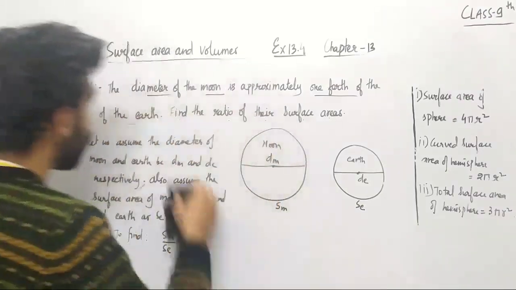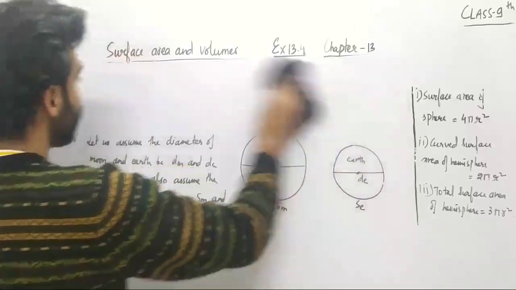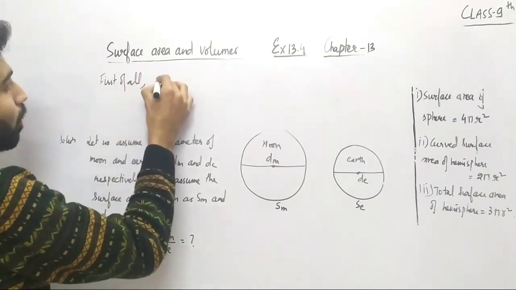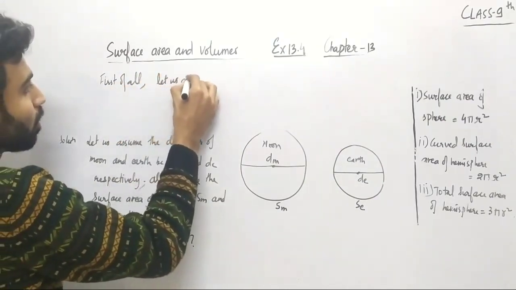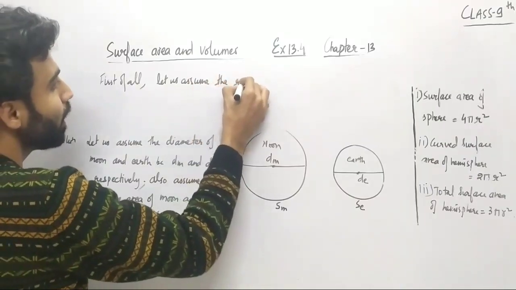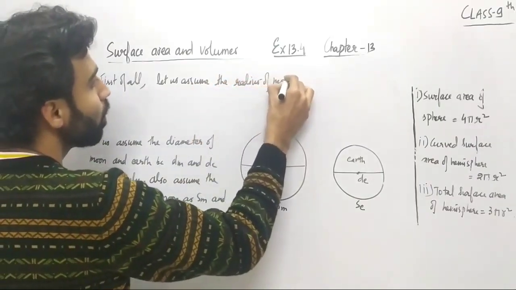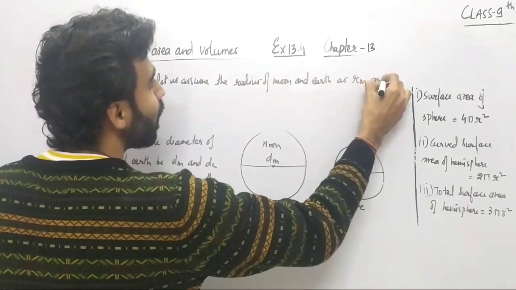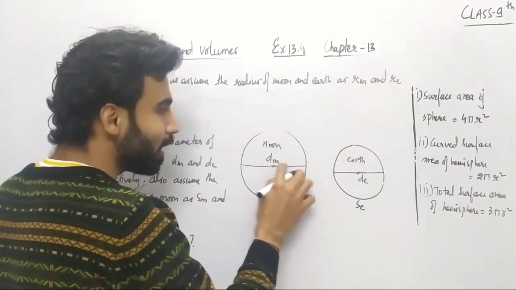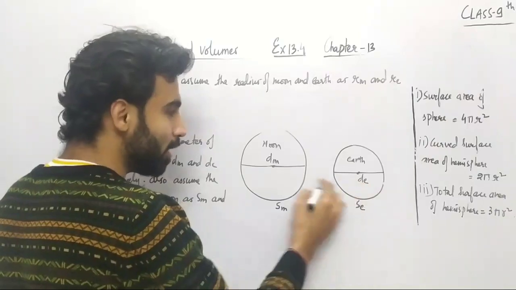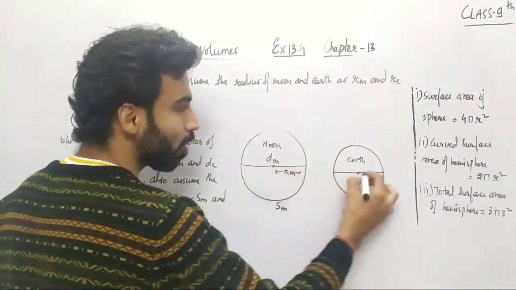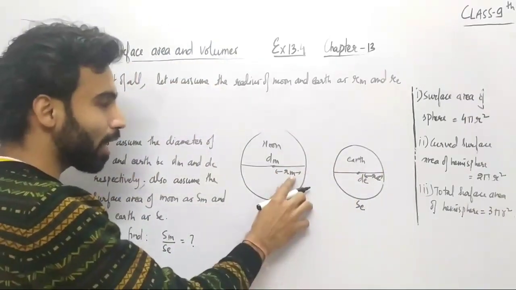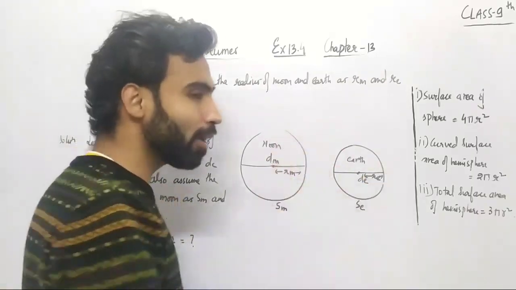So in the solution here, first of all, let us assume the radius of moon and earth as rm and re, right? So if the diameter is dm for the moon and de for the earth, then what radius do I assume for them? rm and re, right? So that is quite easy to understand that rm means radius of moon and re means radius of earth, right?